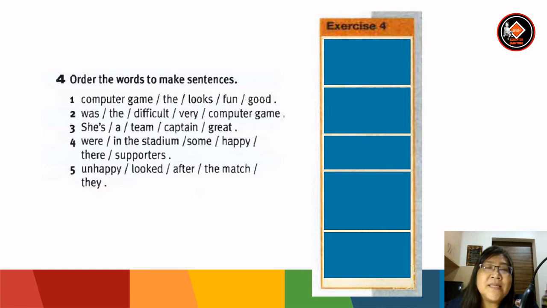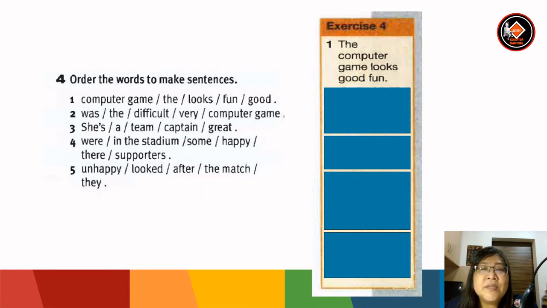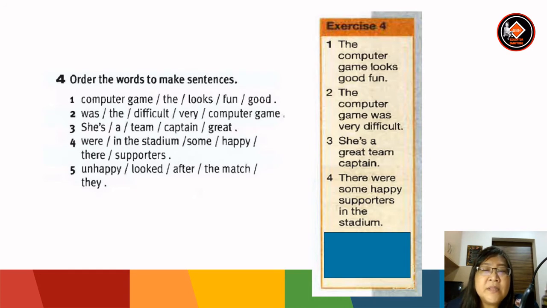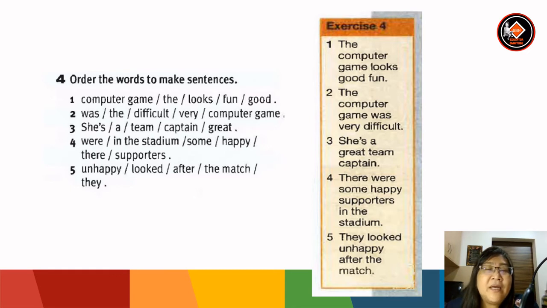Now, order the words to make sentences. Number 1, the computer game looks good, fun. So the sentence is, the computer game looks good, fun. Number 2, was the difficult very computer game? So the sentence is, the computer game was very difficult. Number 3, she's a team captain, great. So the sentence is, she's a great team captain. Number 4, were in the stadium some happy their supporters. So the sentence is, there were some happy supporters in the stadium. Number 5, you have words unhappy looked after the match and they. So the sentence is, they looked unhappy after the match.